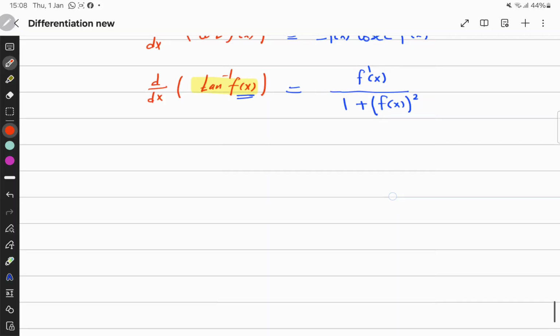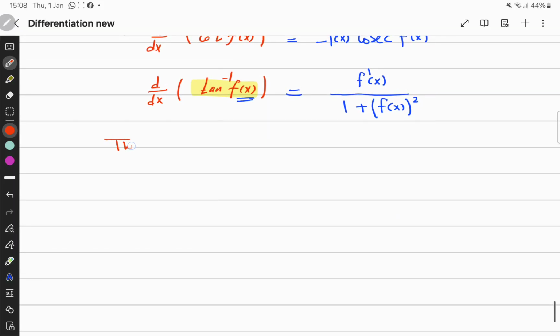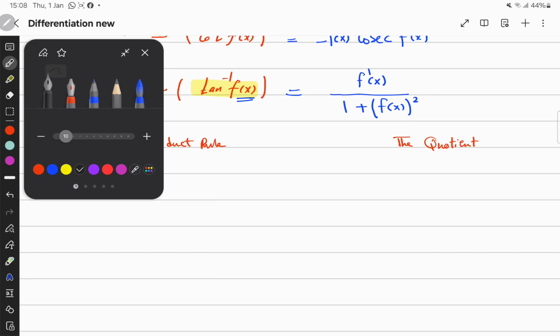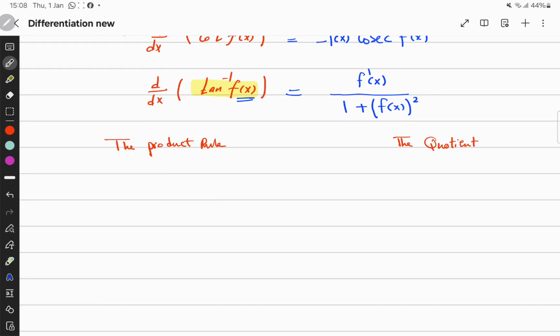And also we have other rules, like the product rule and the quotient rule. What's the meaning of the product rule? The product rule refers to the multiplication of two different functions, each of which is in terms of x. So if you have a function y equal to the multiplication of two different functions, one called u and another called v, each in terms of x, that means I have the product rule.